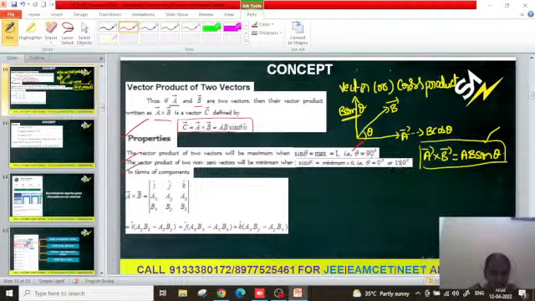And the next property, in terms of components: the cross product of two vectors can be calculated by taking its determinant value. So you can write A bar cross B bar is equal to the determinant of i, j, k and the components of the two vectors. The components of vector A are Ax, Ay, Az, and the components of vector B are Bx, By, Bz.